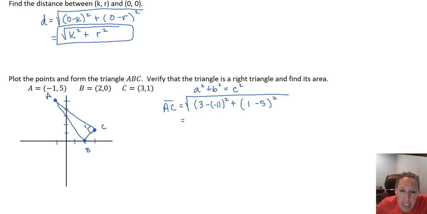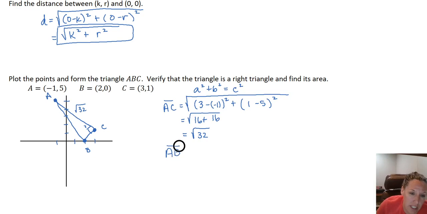So we get 3 minus -1 is going to be 4, squared is 16. And 1 minus 5 is -4, squared, which is also 16. And so we get the square root of 32. And I'm going to leave it like that. I'm not going to simplify that square root because I'm going to go ahead and plug it in and square it anyway. So I've got that this is the square root of 32.